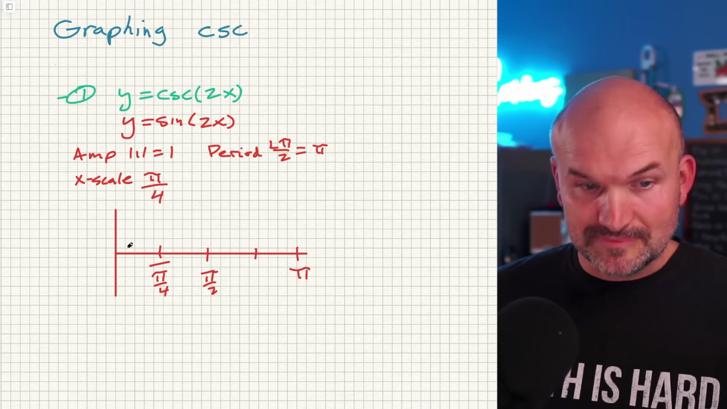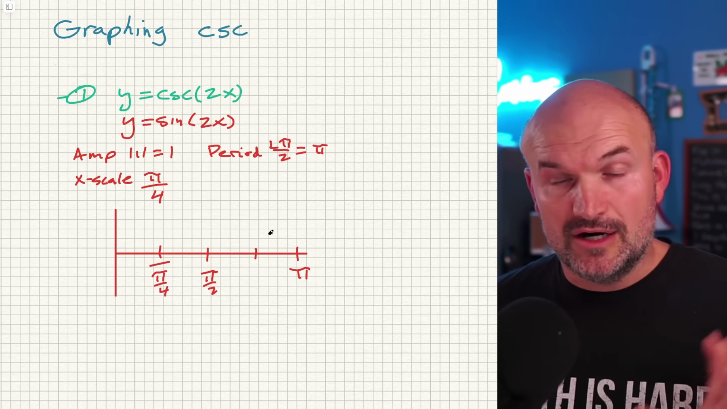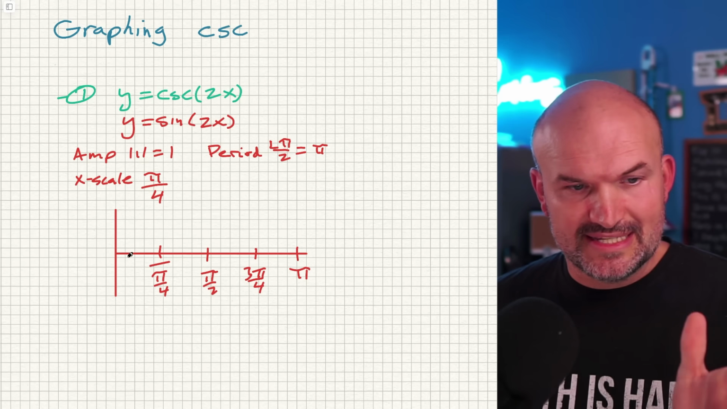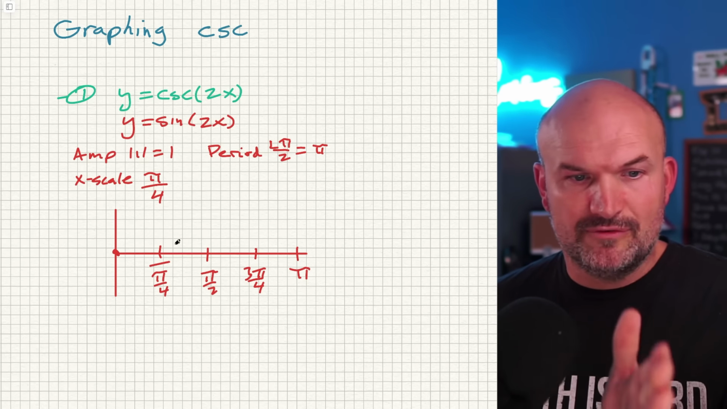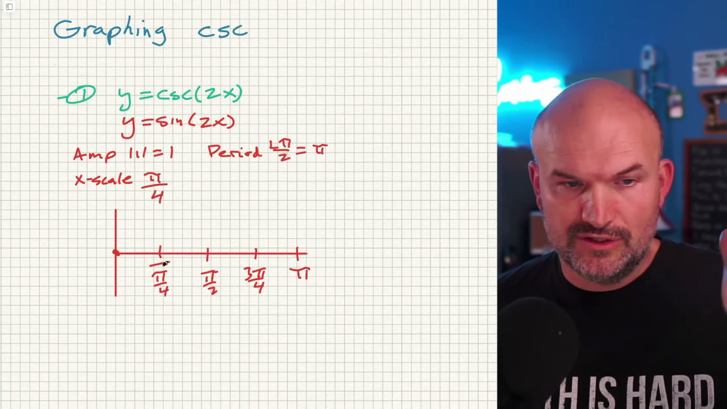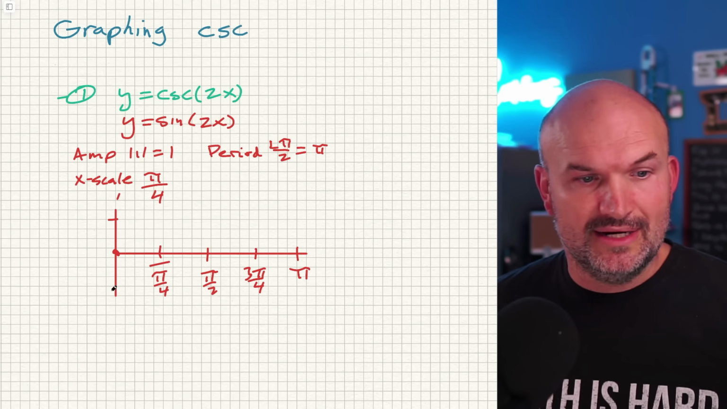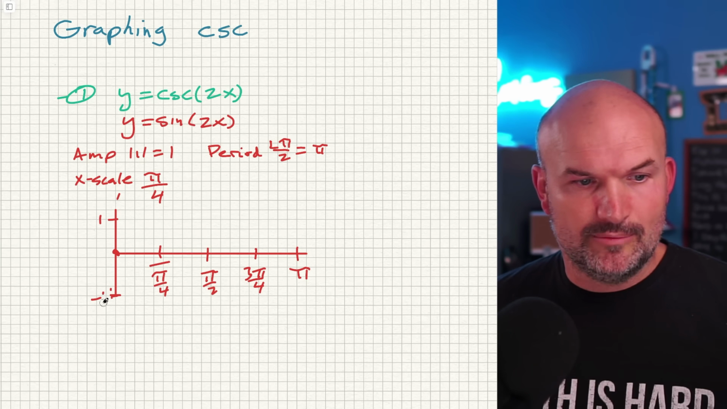So I know I'm going to have 5 important points on my scale for sine. I'm going to have pi fourths, pi halves, and this would be 3 pi over 4. You can see the distance between each of these tick marks starting at 0 would be pi fourths, pi fourths, pi fourths, pi fourths. You keep adding pi fourths there. The amplitude is 1, so that means I'm going to go up 1 and down 1. So that's 1, and that will be negative 1.